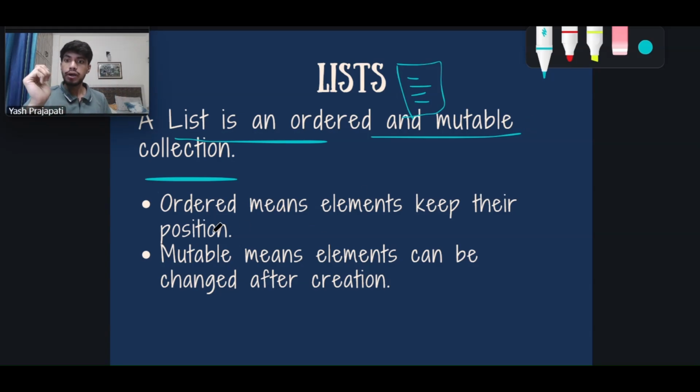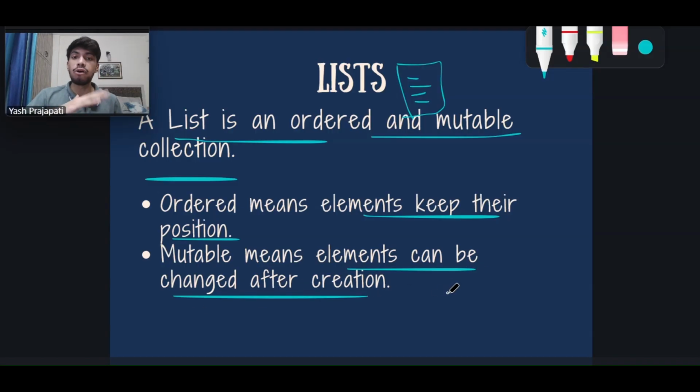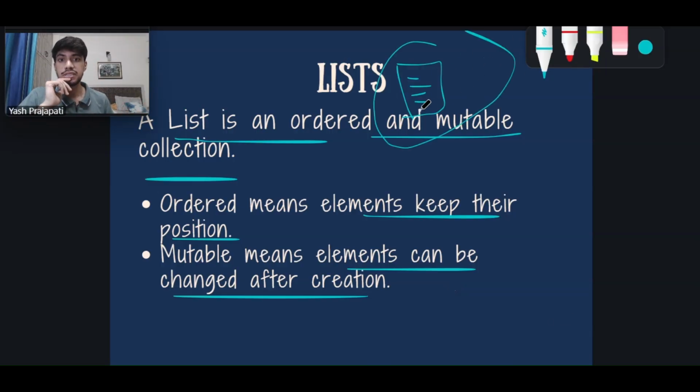Ordered means elements keep their position; each element is aligned to its position. Mutable means elements can be changed after creation. We made a list and we can change its elements as we like. So a list is a mutable data type.